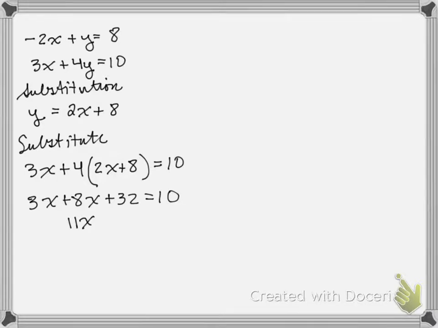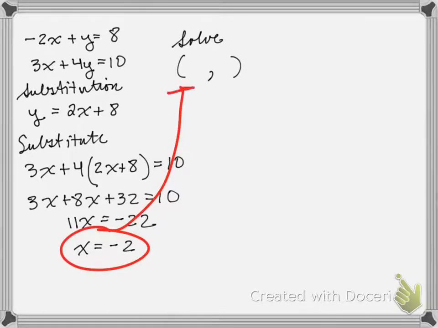11x is equal to negative 22. When I do 10 minus 32, x is equal to negative 2. And then from there, again, recall that when we say solve this, we're looking for the point where the two equations intersect. And as of right now, I have found the x coordinate of that point. Now, I trust that you know how to find the y coordinate at this point, so I'm not going to continue on and do that. But from here, we could find the y coordinate.